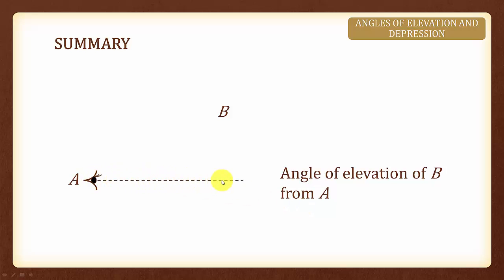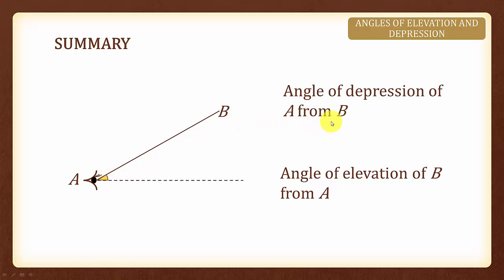In summary, to find the angle of elevation of B from A, we will need to draw a horizontal line from A. And the angle of elevation of B from A will be the angle between the horizontal line and the line AB, which is here. The angle of depression of A from B needs us to first draw a horizontal line from B. And the angle will be the angle between this horizontal line and the line BA, which is this angle here. And yes, you notice that these two angles are equal because of alternate angles. And that's all for this topic.